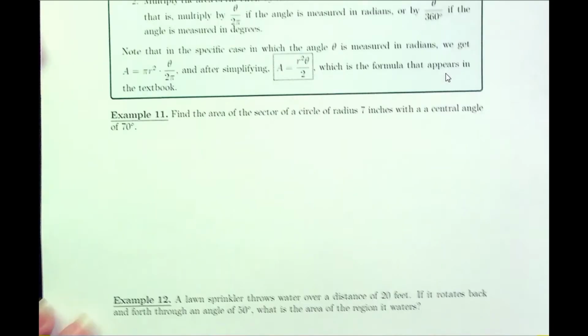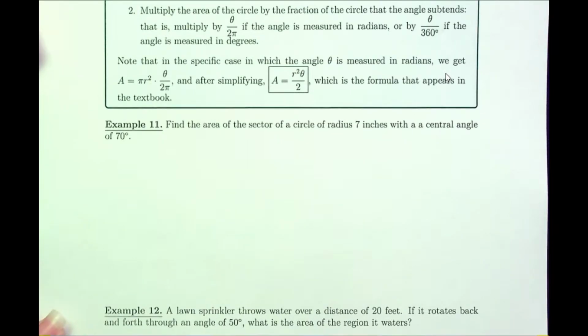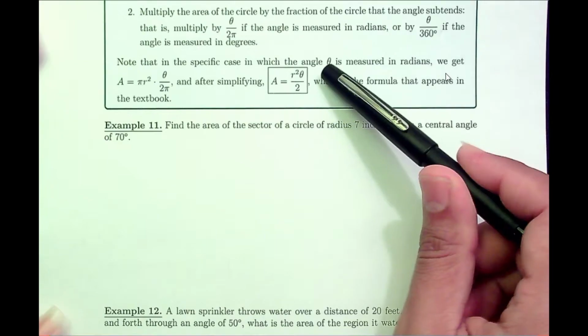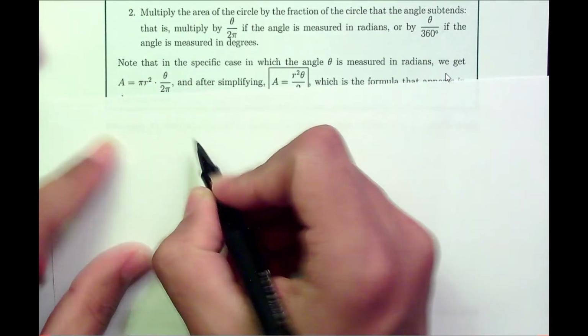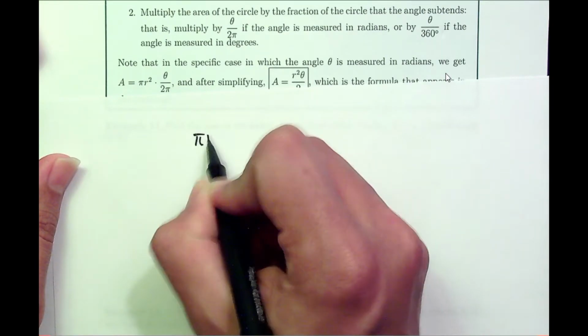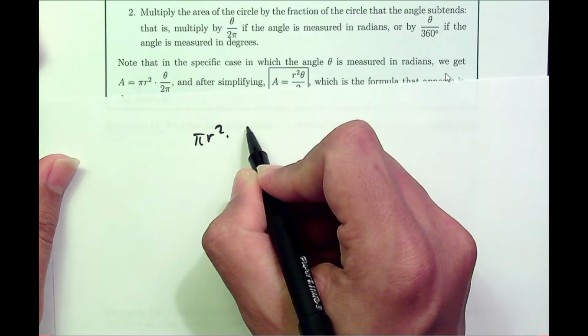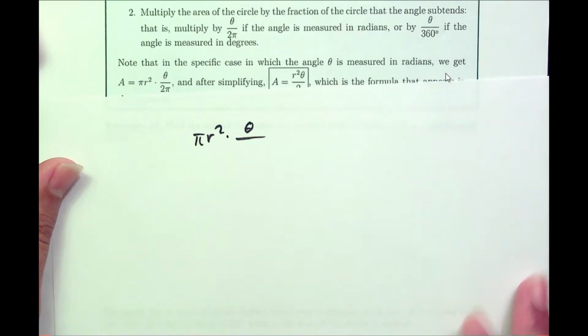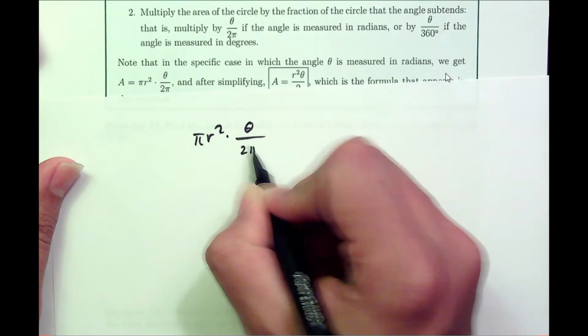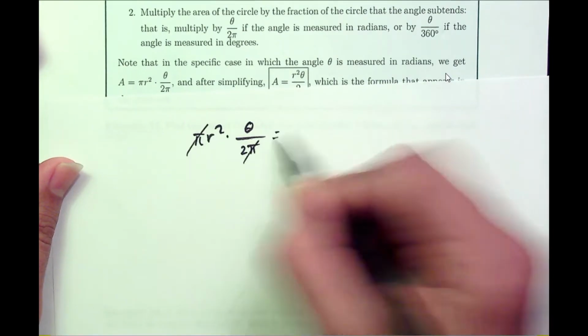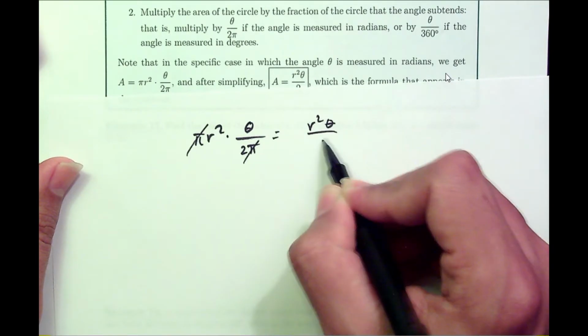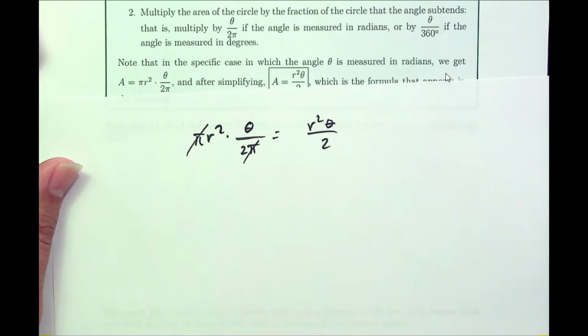And that's it. Now, in the specific case in which the angle is measured in radians, the procedure gives us the following: pi r squared times theta, measured in radians, over 2 pi. You can simplify this by canceling the pi, and you will get r squared theta over 2, which is the formula in the textbook.